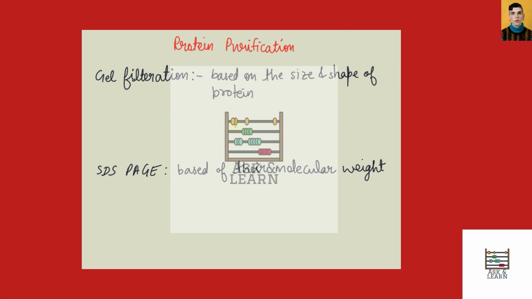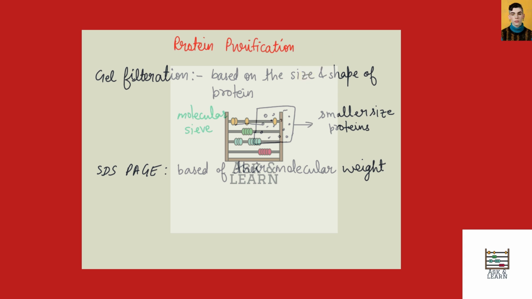In gel filtration, we use a porous plate which contains very small holes on its surface. Hence, it will allow the proteins of a particular size to pass through it. Those will be smaller size proteins. That is how it will separate proteins depending upon their size and shape. This type of porous column is known as molecular sieve.